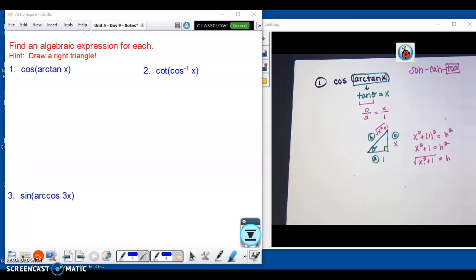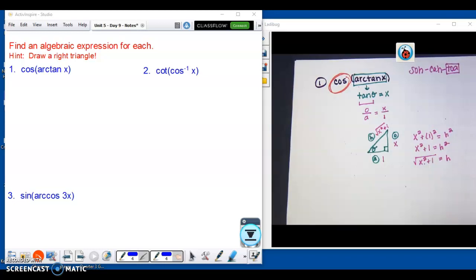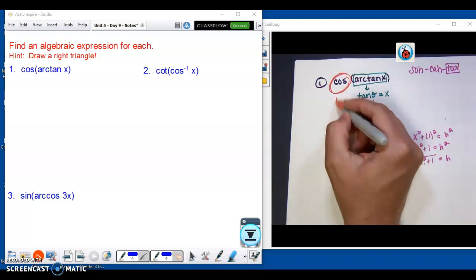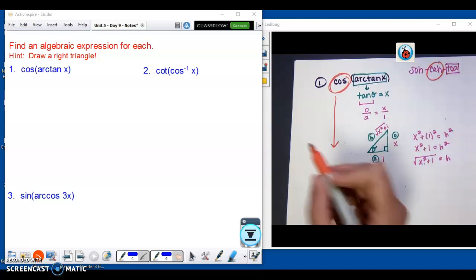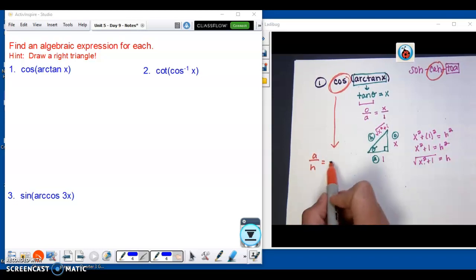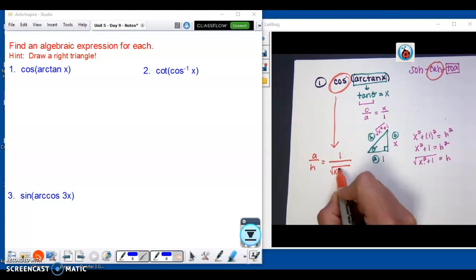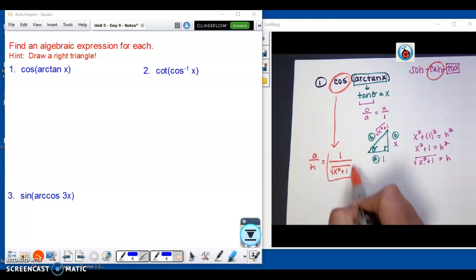Okay. So the last part now that we have to worry about is this cosine part. Okay, we've already took the inside and made a triangle. So we know cosine, according to SOHCAHTOA, is A over H. So now you're just going to use your diagram. So A for my triangle is 1. H for my triangle is the square root of x squared plus 1. And that is going to be your final answer for that part.